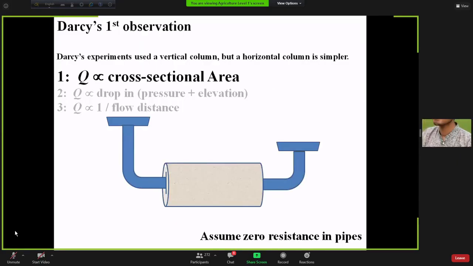The first one, if you see here, Q is proportional to the cross section area. So the cross sectional area of this column is proportional to the volume of water that passes per unit time. অর্থাৎ একক সময়ে কতটুকু পানি পাস করবে সেটা হচ্ছে Q is proportional. বুঝাইতে পারছি? এখানে বোঝা যায় যে ক্রস সেকশন এরিয়া যত বেশি হবে তত বেশি পানি পাস করবে। ক্লিয়ার? Yes, sir.